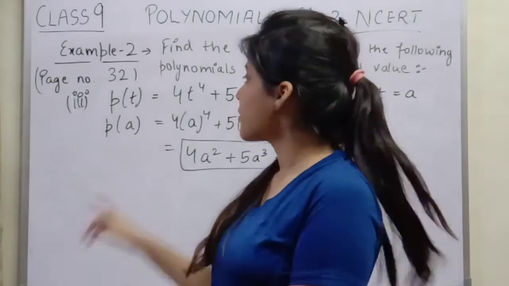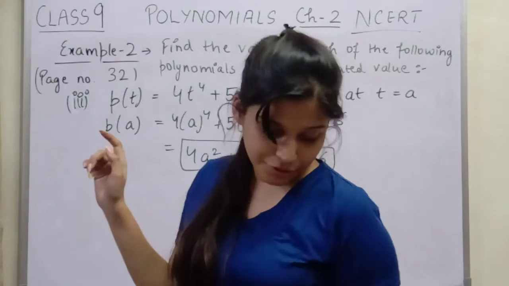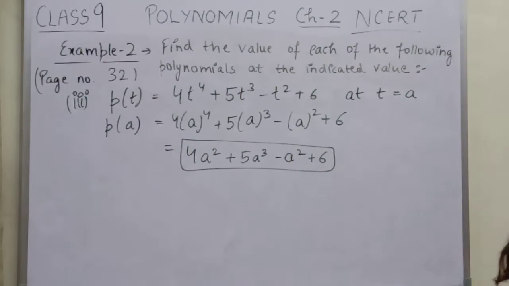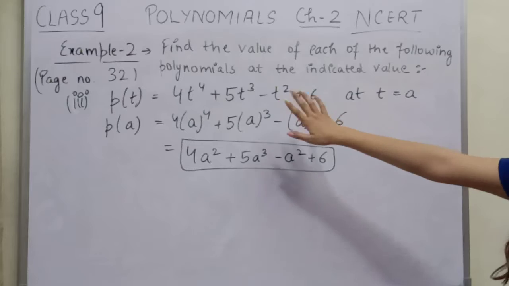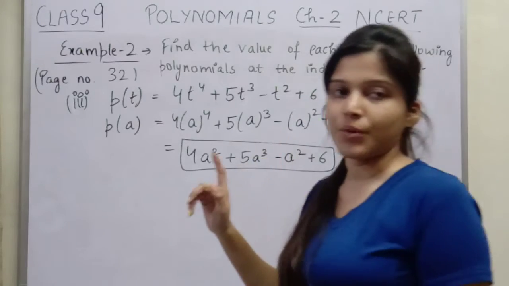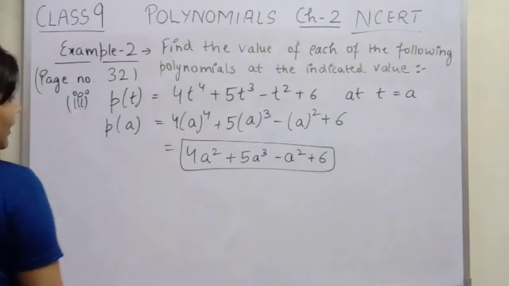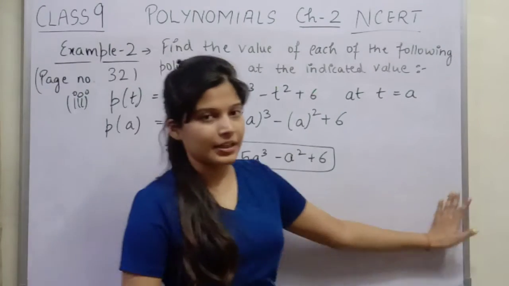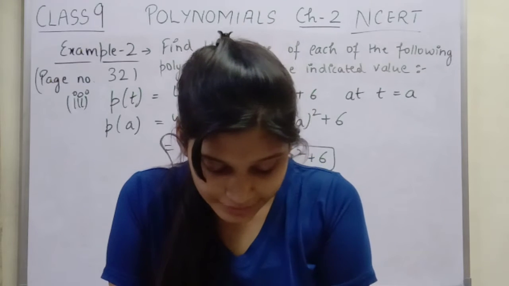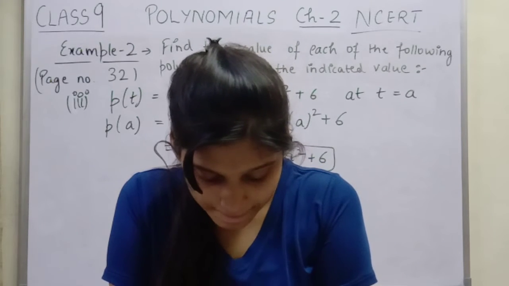I hope this question is clear. This example is clear to you now. Okay. So in this example, we need to find the values of each of the following polynomials at the indicated value, and the value was already indicated to us, right? So we just have to put that and give the final answer, right? So this was example number 2. Please note this down, and then we'll be starting with example number 3.